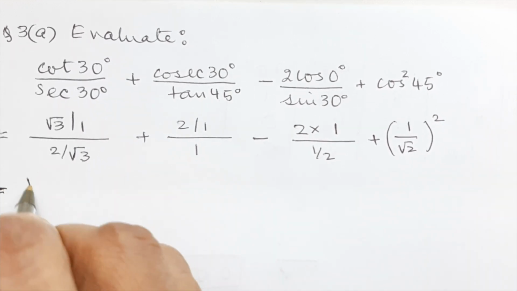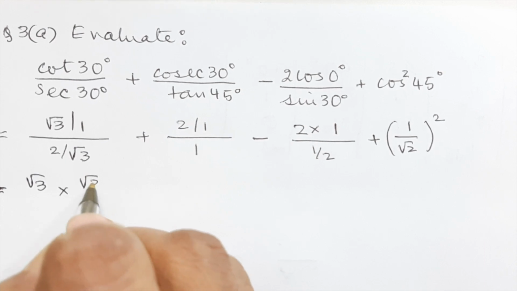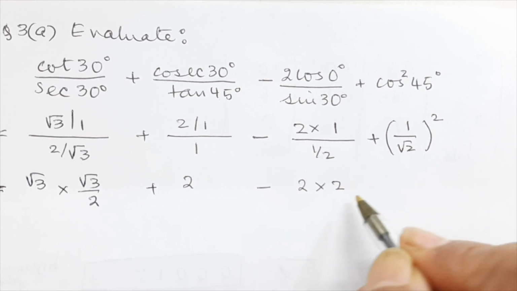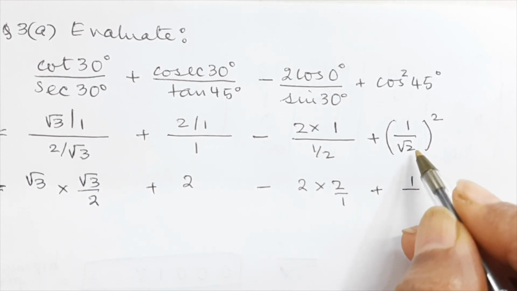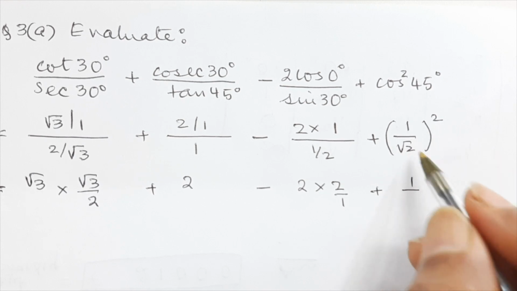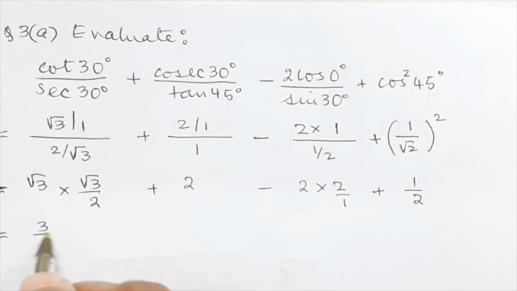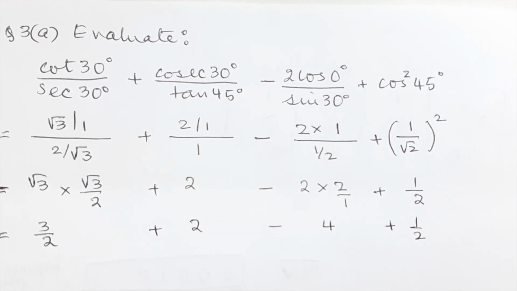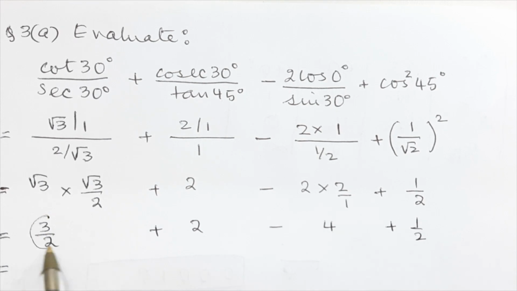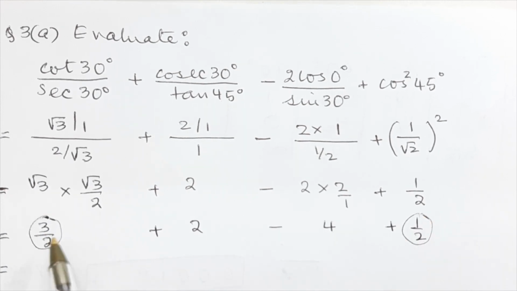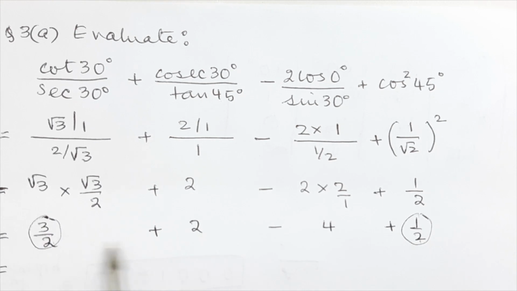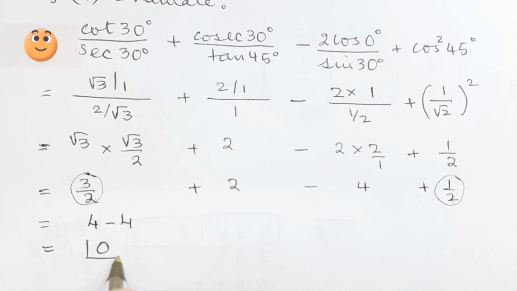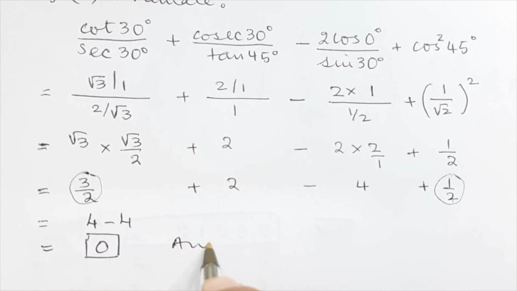Now let us simplify this. Root 3 multiplied by root 3 upon 2, plus 2, minus 2 into 2 upon 1, plus 1 upon root 2 square. 1 square is 1, root 2 square is 2. So we have 3 upon 2 plus 2 minus 4 plus half. Now I'm going to take this and this together. This will be 1.5 and half, that is 2. So I'll have this plus this, that is 4. 4 minus 4 is equal to 0, and that is our answer.